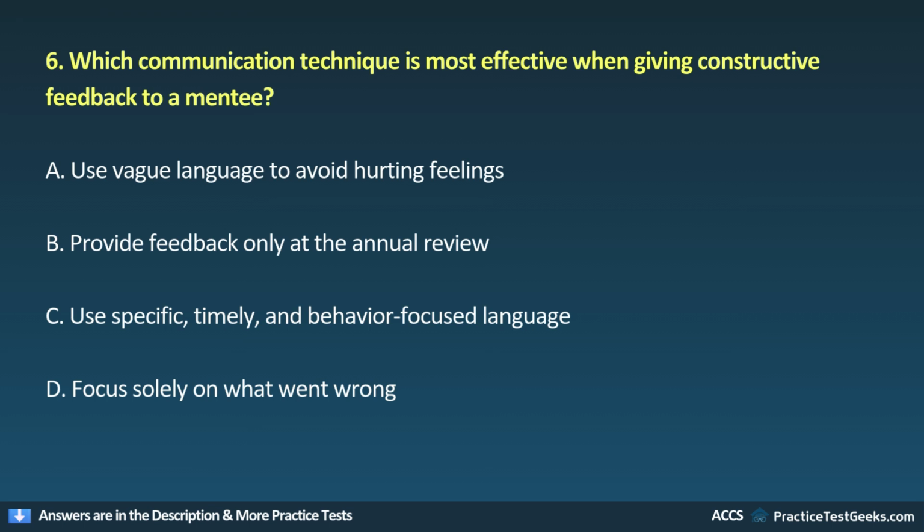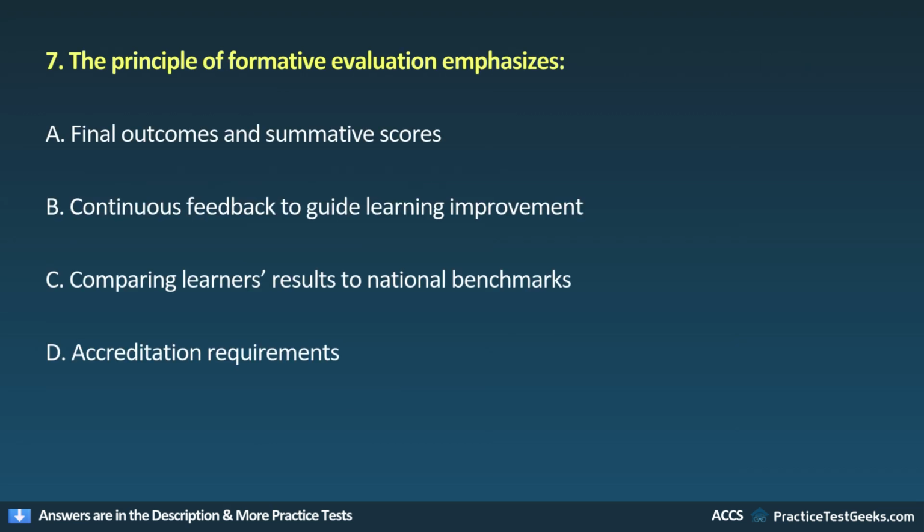6. Which communication technique is most effective when giving constructive feedback to a mentee? A. Use vague language to avoid hurting feelings. B. Provide feedback only at the annual review. C. Use specific, timely, and behavior-focused language. D. Focus solely on what went wrong.